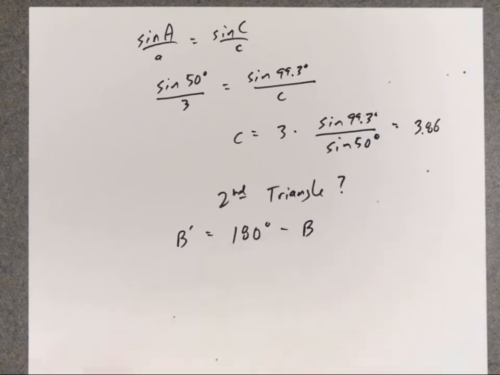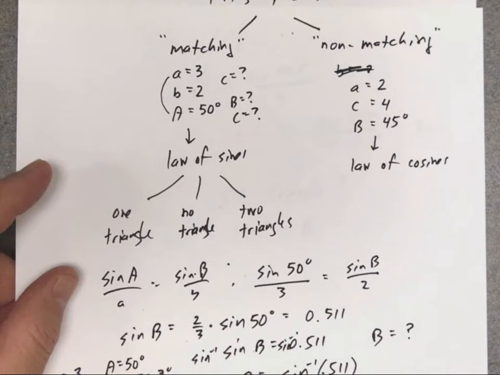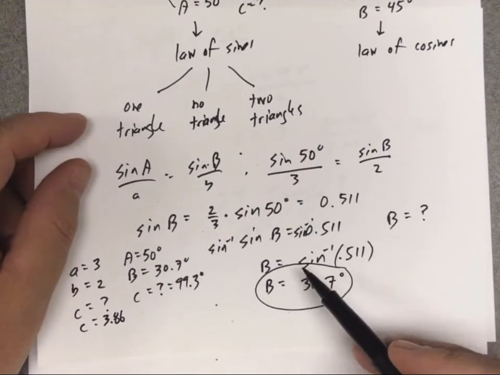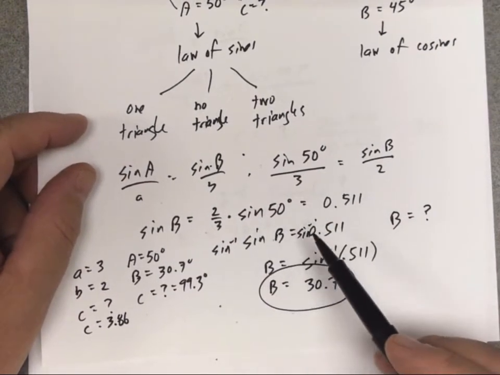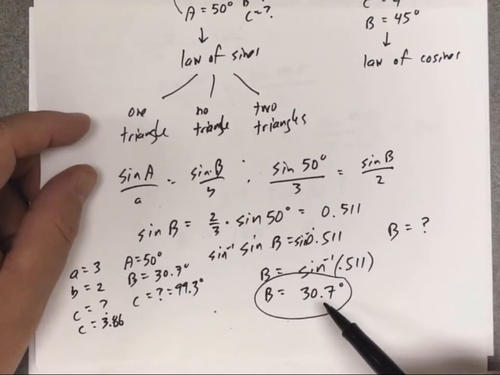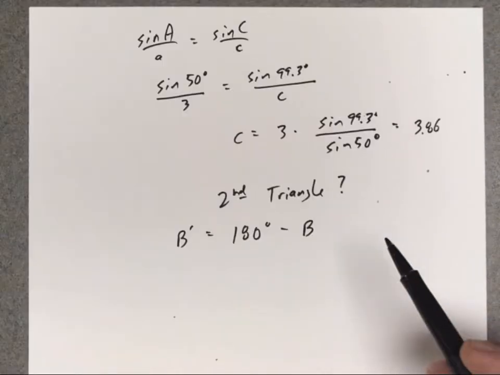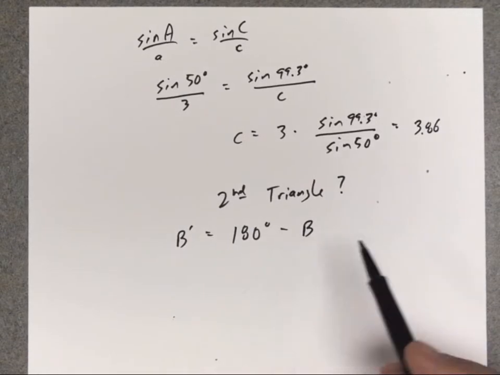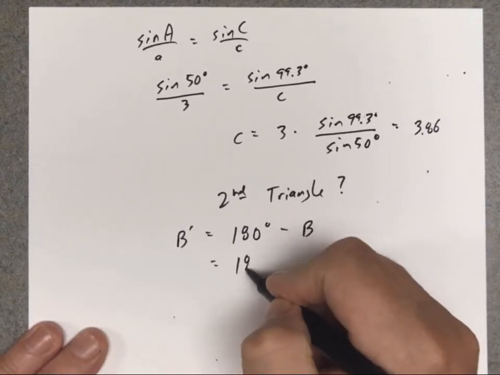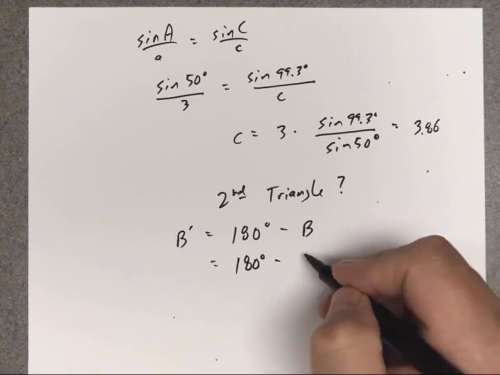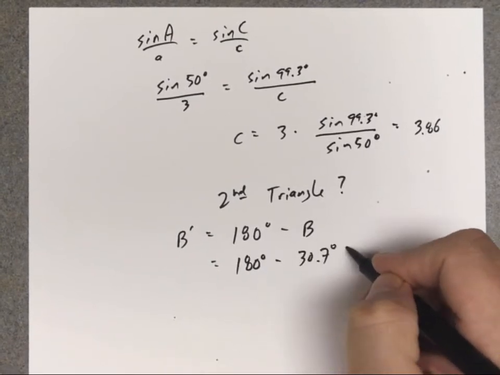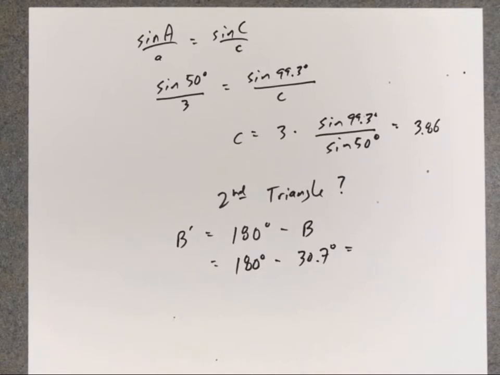Why am I doing B? Because B is the first angle I calculated when I began this problem. So it's always the first angle you calculate is the one you're going to take. I found B to be 30.7 degrees. So what I'm saying is, potentially, here's the new angle B for my second triangle. 180 minus 30.7.